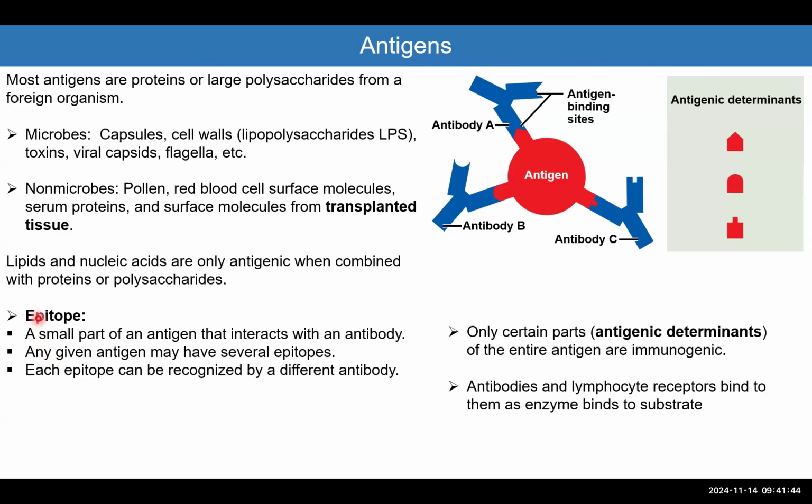But since epitopes are small, short amino acid peptides, any given antigen may have several epitopes, and you can see that you have three here. And each epitope can be recognized by a different antibody, each one of them. It's a specificity. Now, lipids and nucleic acids can act as antigens only if they are combined with proteins and polysaccharides.